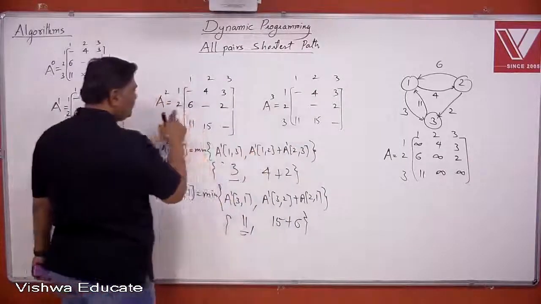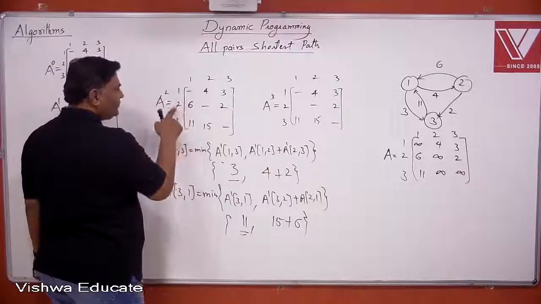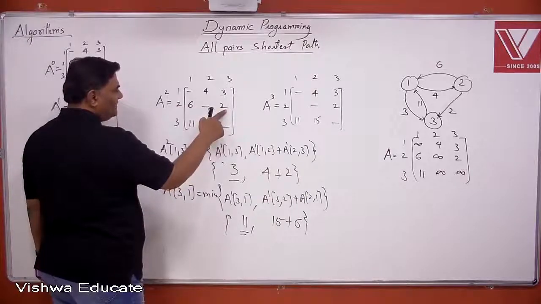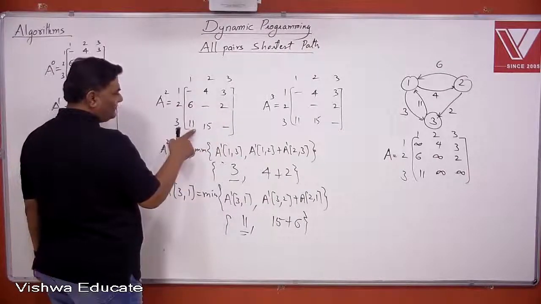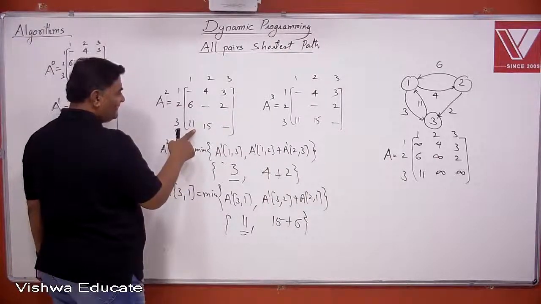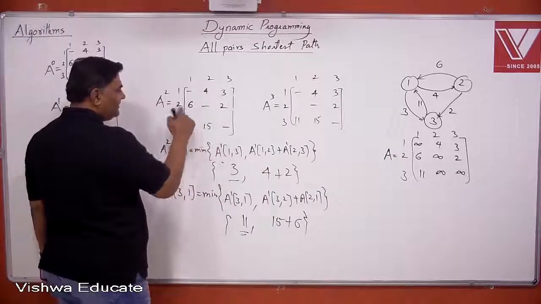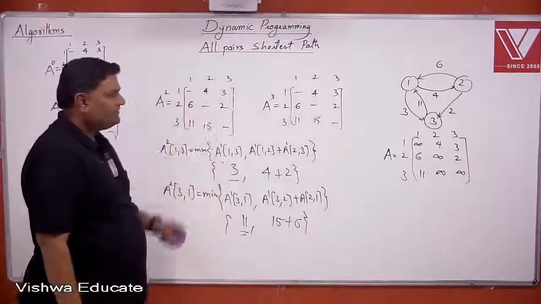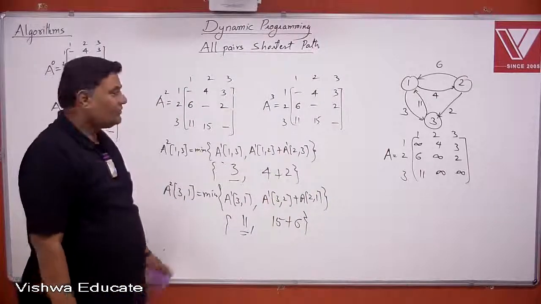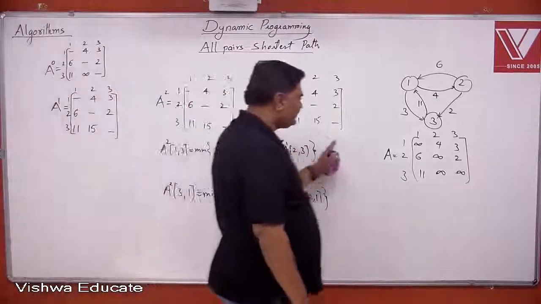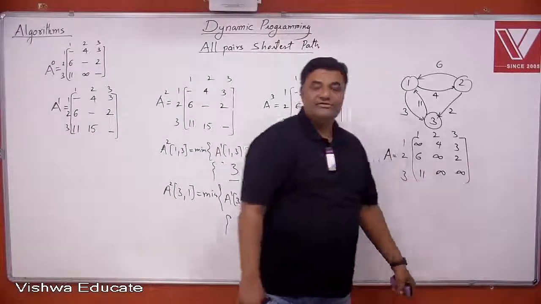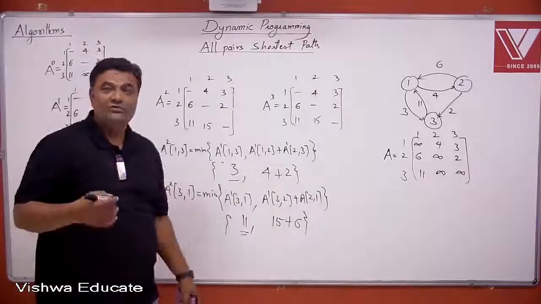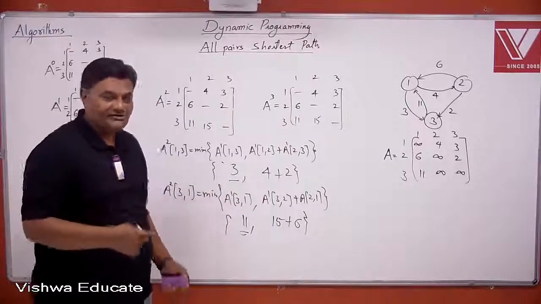2 to 1 is 6. So 2 to 3 is 2, right? Then 3 to 1. 3 to 1 is 11. So this will be 13, but this is 6. So this is smaller. So that's it. We got the answer. We got only one value updated in this one, that is 15. So this is the method you should perform. So the only focus was how to write, how to follow the procedure.